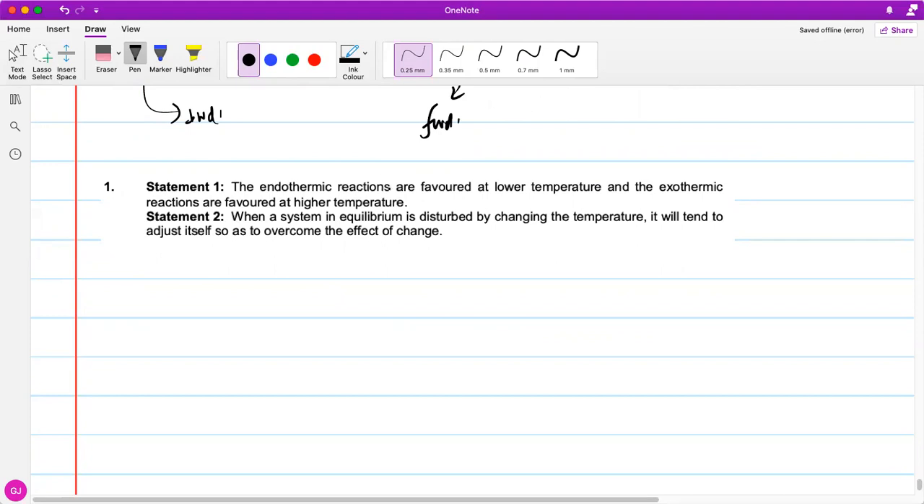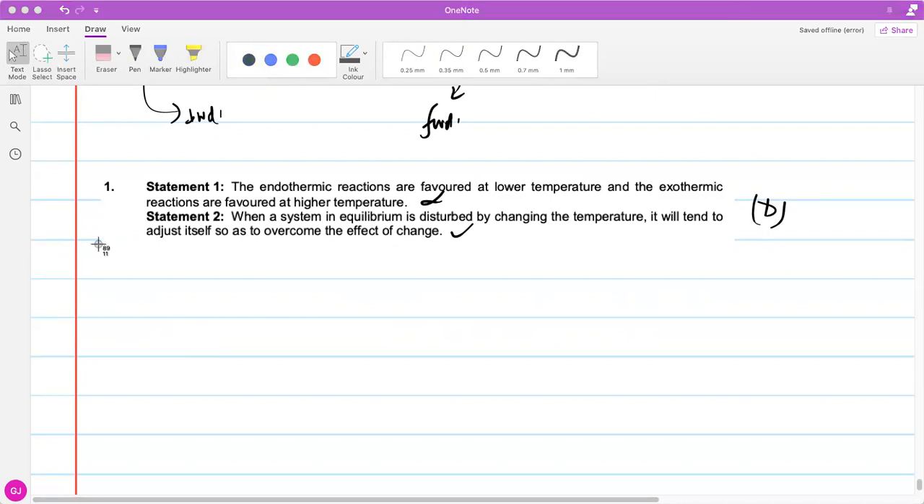The endothermic reactions are favored at lower temperature and exothermic are favored at higher temperature. Well, the statement itself is wrong. When a system in equilibrium is disturbed by changing temperature, it will tend to adjust itself so as to overcome the effect of the change. So the statement is correct. That is Le Chatelier's principle. Right? So as a consequence, it becomes D option as the answer. The first statement is false and the second statement is true.